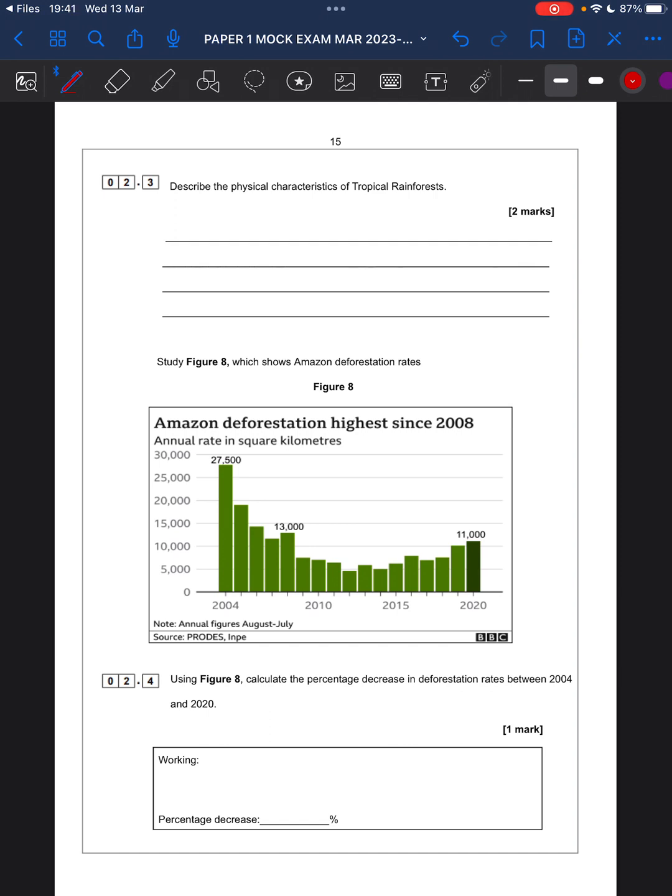2.4, calculate the percentage decrease between 2004 and 2020. So you find the difference between 2004 and 2020. You then get that difference, okay? And then, if I remember rightly, you divide that by the original number and times by 100, and that'll get you your decrease. But just double check that, because I'm a geography teacher. And remember, that is the line you're looking for there.